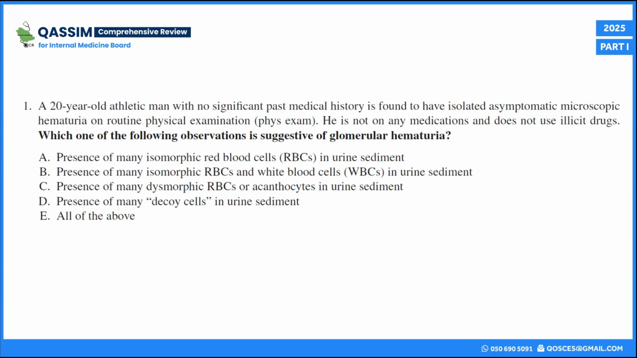Which of the following points toward the diagnosis of glomerular cause of hematuria? He is 20 and was found to have isolated asymptomatic microscopic hematuria on routine physical examination. So what do you think? A, presence of isomorphic RBCs. B, isomorphic RBCs with white blood cells. C, dysmorphic RBCs. D, decoy cells in the urine sediment. E, all of the above.